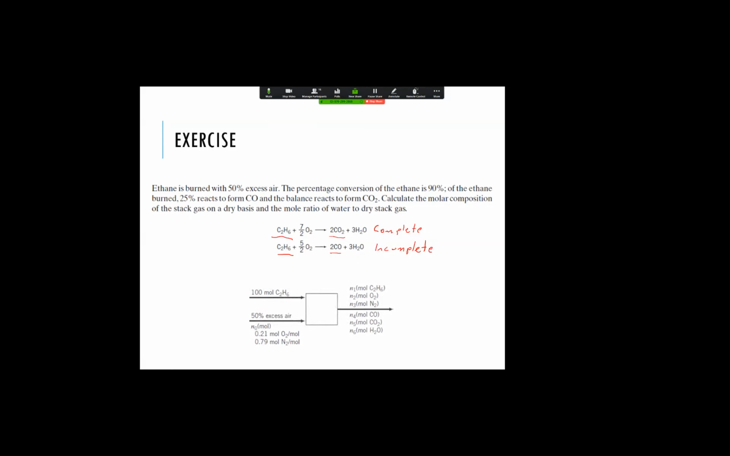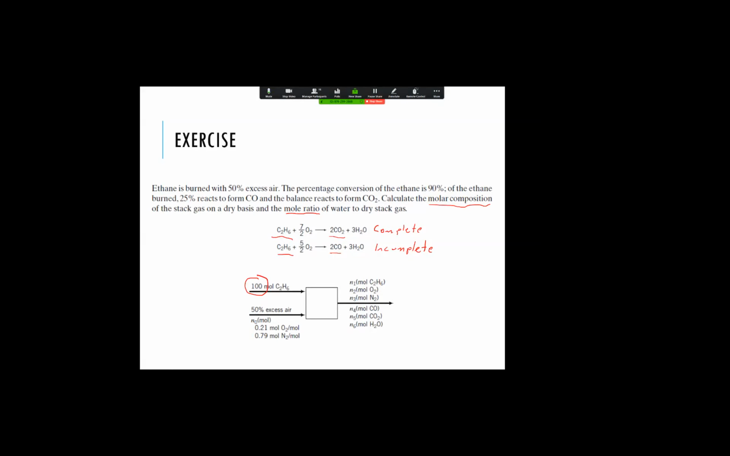So then we have to do a diagram. In this diagram, I chose 100 moles of ethane, but you can choose any base that you want, of course, because what we want to obtain is the molar composition. That doesn't depend on the amount of moles. So it doesn't matter how much you use as a base in the inlet of the reactor. And then I wrote down the air stream.